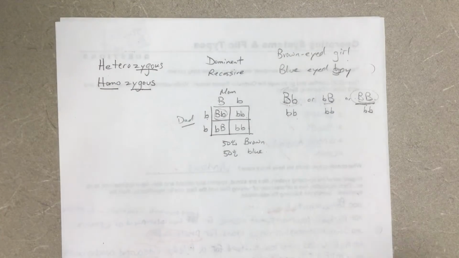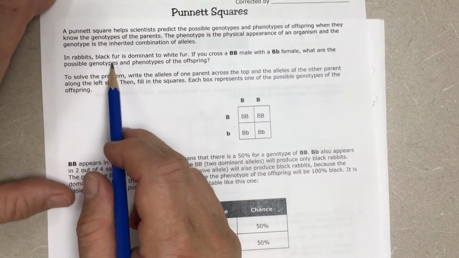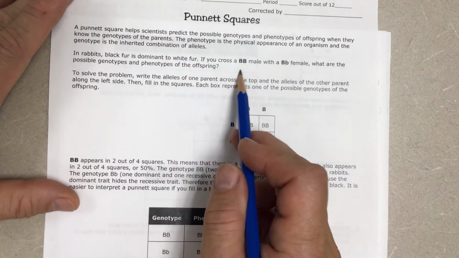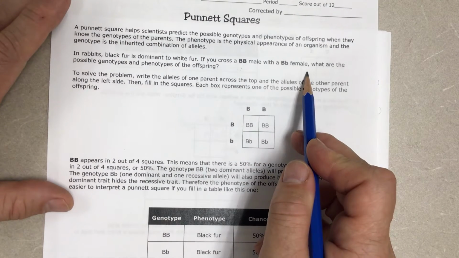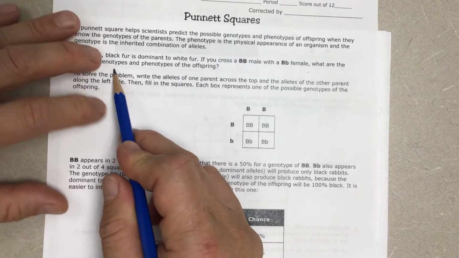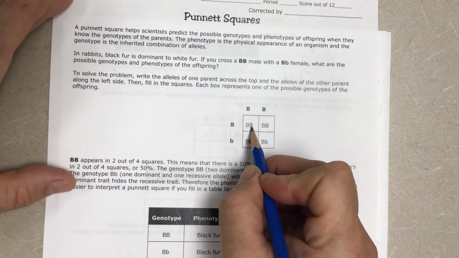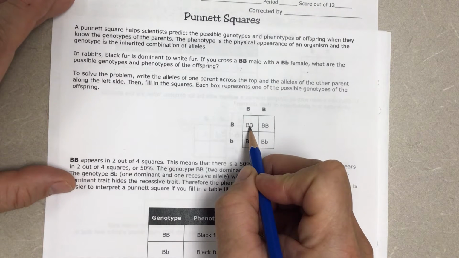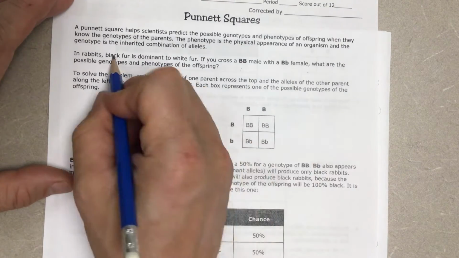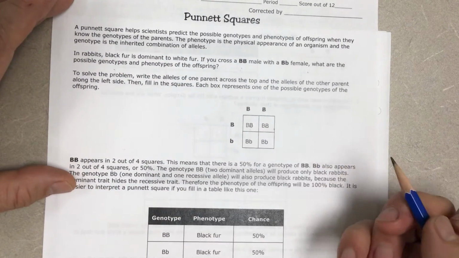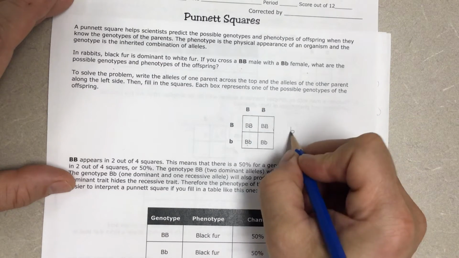Okay, so let's take a look. That's a little bit of background here. Here, it's the same type of thing. In rabbits, black fur is dominant to white fur. If you cross a BB, so that'd be a homozygous dominant male, with a heterozygous female, what are the possible genotypes? Genotypes are the actual letters. Phenotypes is what they look like. Those are black furs. Matter of fact, they're all black furs, because black fur is dominant, so they all have a capital letter, so they're all black fur.